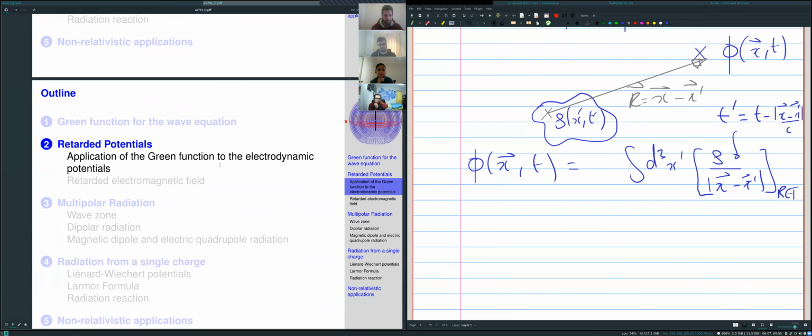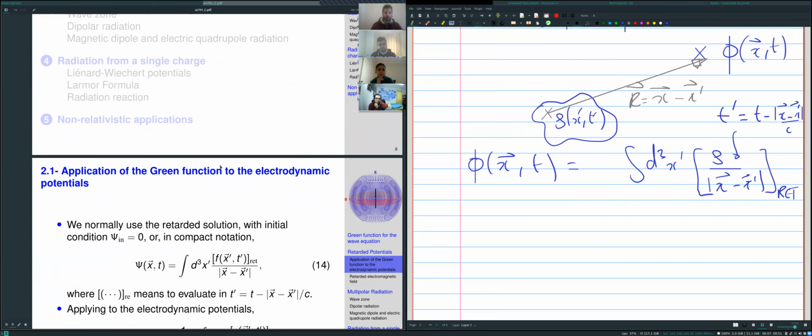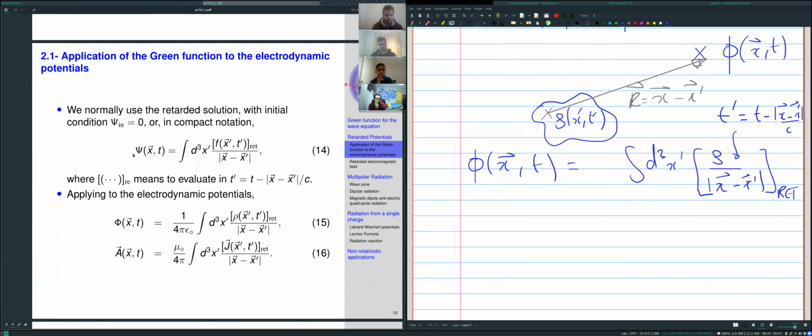The rest of this chapter is a lot easier, and it's just the application of what we've just seen. Basically, we use this generic form where we want to calculate the impact of, well, we are assuming that we have sources, they jiggle and move. We have charges that are accelerated, time-variable currents, and they generate fields. And we want to calculate those fields. Okay, so in this case, we use the retarded solution, written in compact form this way.